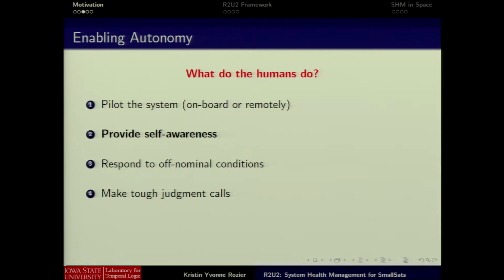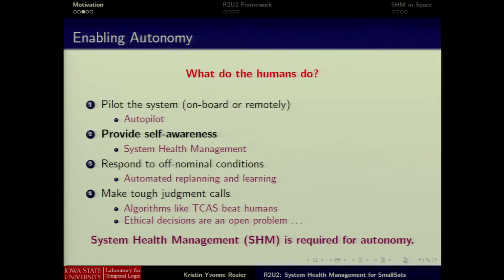This human would have been able to provide a kind of self-awareness that we seem to be lacking in a lot of our current missions. And how we provide that is through system health management. So we really need to look at how we can get better at system health management to enable this essential capability for autonomy.